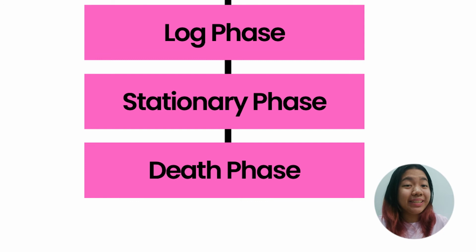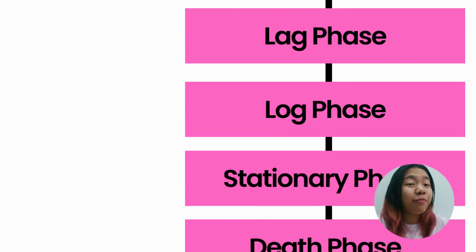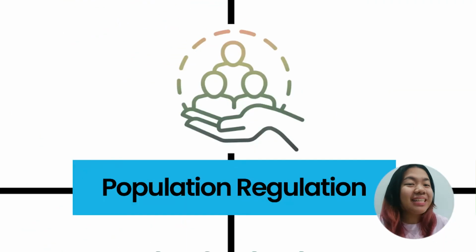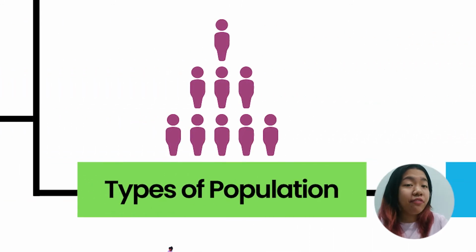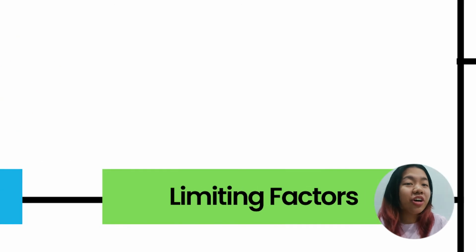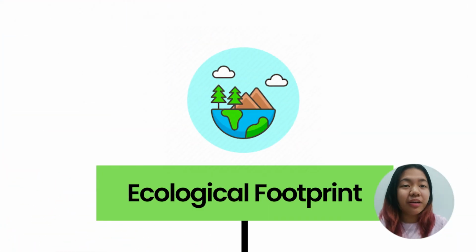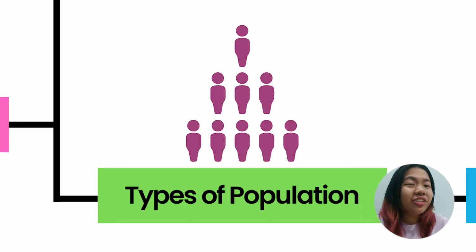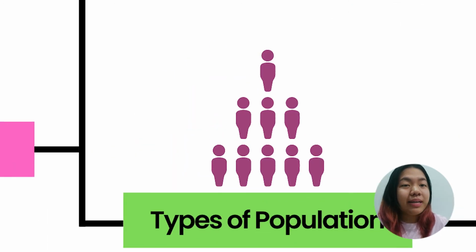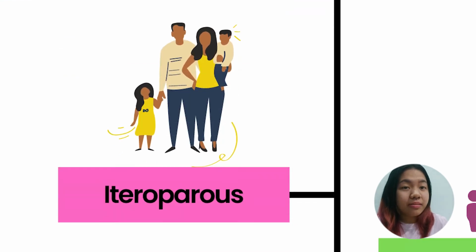We are now getting to the other half of the mind map. We then proceed to the concept of population regulation, the last concept under population dynamics. Under population regulation, we will discuss the types of population, the limiting factors of a population, and the concept of ecological footprint. First, we look into the types of population. A population can further be classified into two: semelparous and iteroparous.